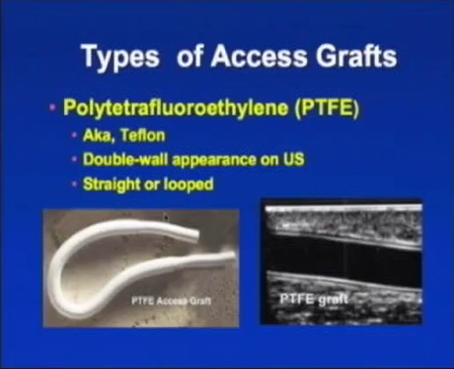The different materials of grafts for the access graft, the most common one is polytetrafluoroethylene, or PTFE. This is just a Teflon graft. On ultrasound, this has a double wall appearance that's very characteristic of PTFE, not only in hemodialysis access grafts, but in lower extremity arterial grafts as well. The diagram on the left here just shows a Teflon graft that was in a loop format.